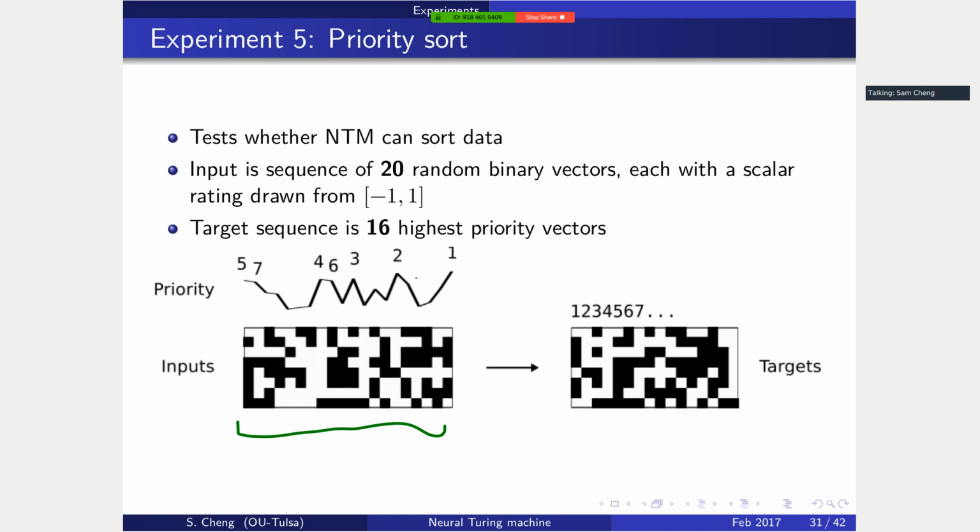So this is like 1, 2, 3, 4, 5, 6, 7, something like that. You see, the higher the value, the higher the priority. So over the entire input here, this is the highest priority, then the second highest, and the third highest, and so on and so forth. And then you should sort it. The target should be, because this is the highest priority, this goes to the first one, and then this is the next highest priority, so it goes to the second one, and so on and so forth.